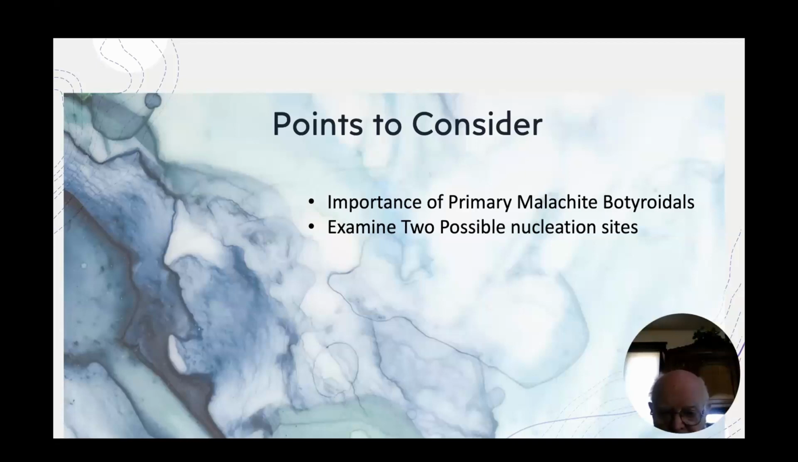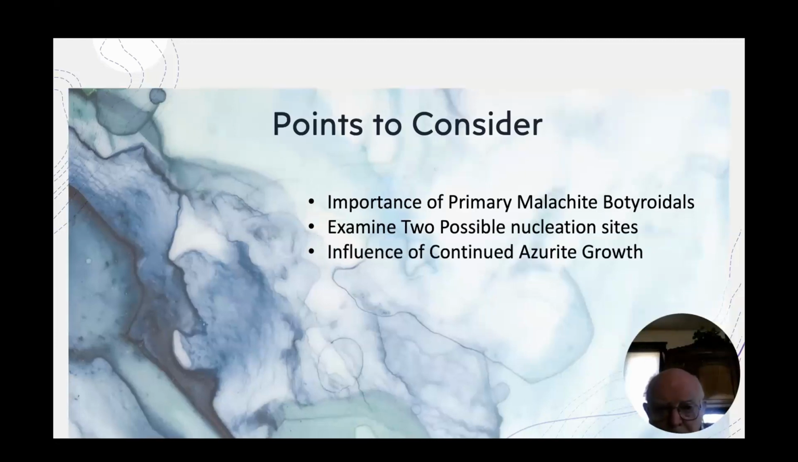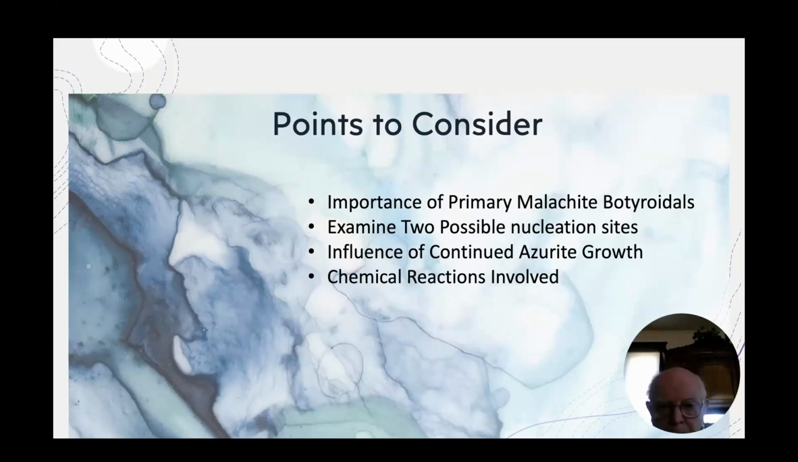There are two possible nucleation sites for the malachite to begin. One is on the surface of the azurite, and the other is within the azurite. Azurite can continue to grow on the outsides of the large crystal while the interior is pseudomorphing to malachite. Chemical reactions can show how the pseudomorph is nucleated and then grown.